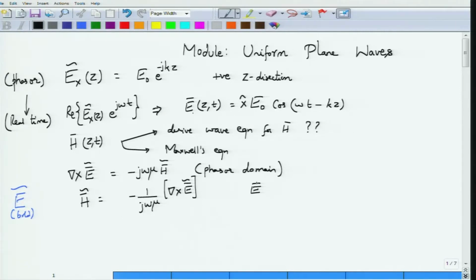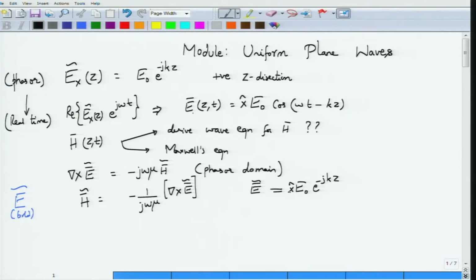So this electric field phasor is actually x hat, indicating the vector direction for the electric field, amplitude E0, and the phase-dependent, or space-dependent, part, which is e to the power minus j k z, right. So what is the curl of this expression?